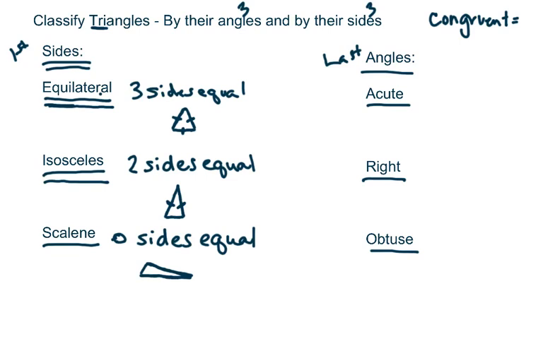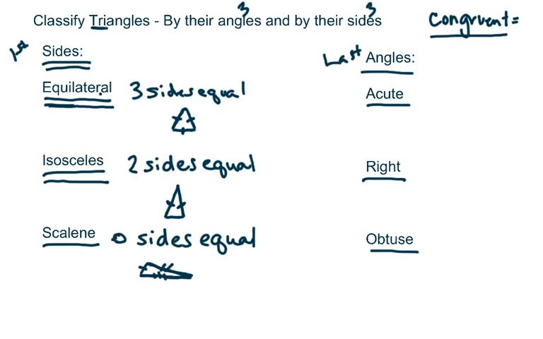Pretend that's a straight line. So on a scalene, none of the sides are equal. And so they may show that by putting one line through here, two through here, and then three through here. Because they don't have the same markings, that means none of those sides are equal. Or, as we said earlier, congruent.